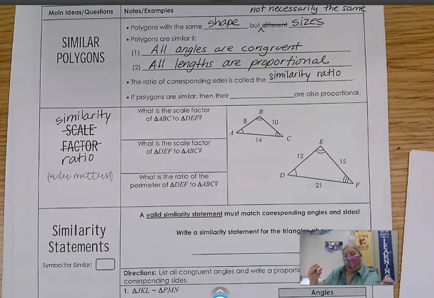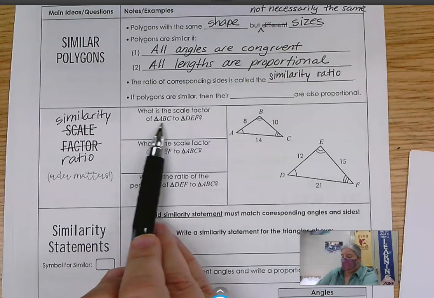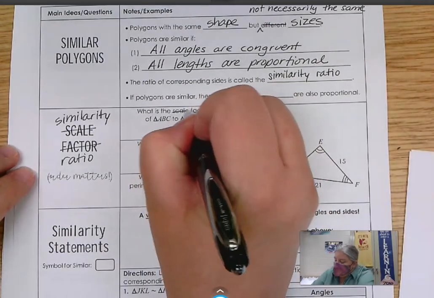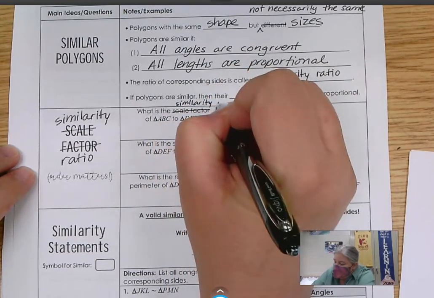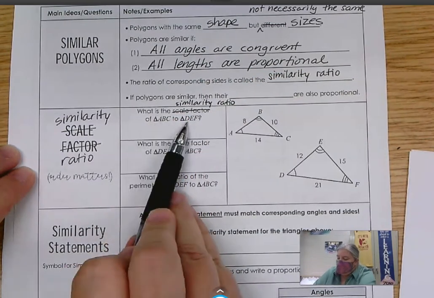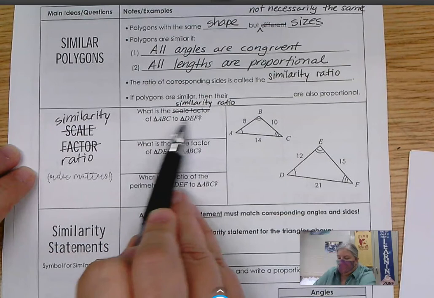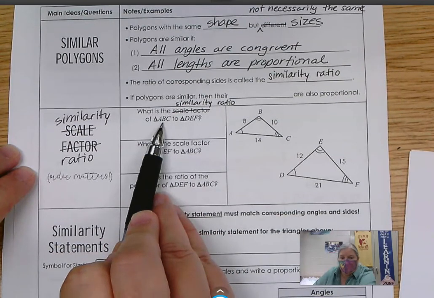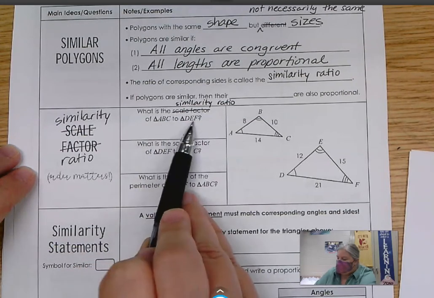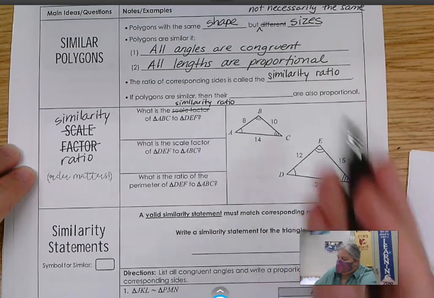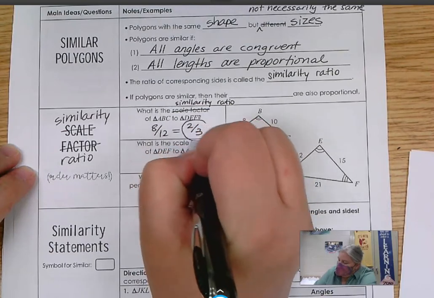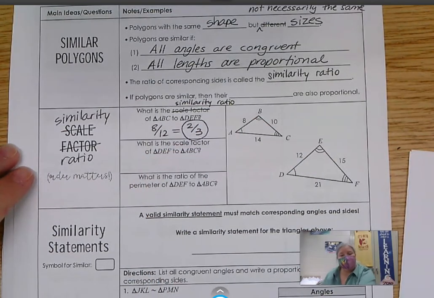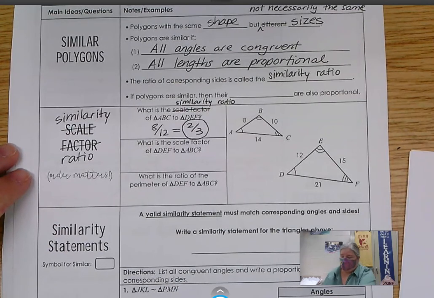So I need to be asked which way. This is correct to ask me which way. It says, what is the similarity ratio, instead of scale factor, of, and then it tells me the order. Something to something always means the first one goes on top of the bottom one. All right, so I'm going to pick two sides that seem to go together, AB and DE. 8 to 12, and I can simplify that to 2 to 3. We always simplify if we can. So that's the similarity ratio of ABC to DEF.